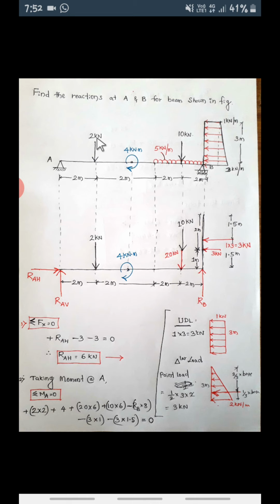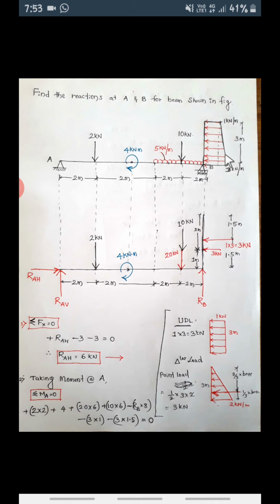It is subjected to a point load, then a moment, then this is a UDL, and here one more point load is there, and again in this portion there is a load. Can you identify which load it is? We have seen already point load, UDL, and triangular load. Now another load it is, right? This load is known as a trapezoidal load. This comes under uniformly varying load. In uniformly varying load there are two types: one is triangular load, and another one is trapezoidal load. So this is a trapezoidal load.